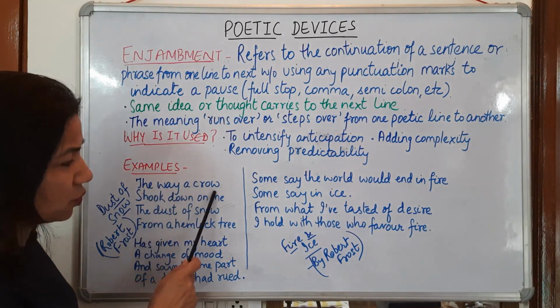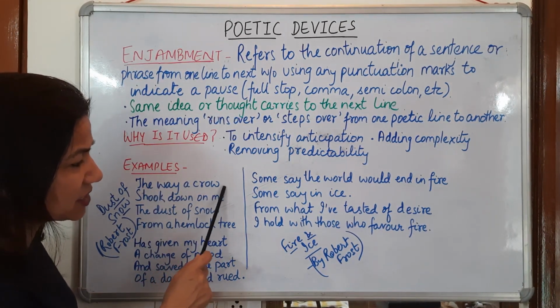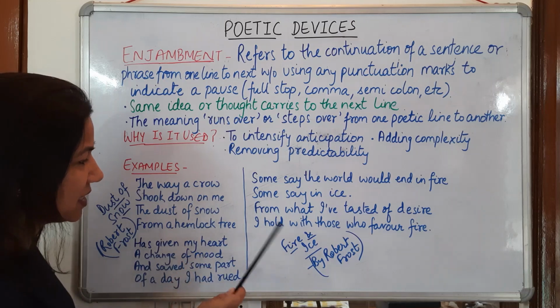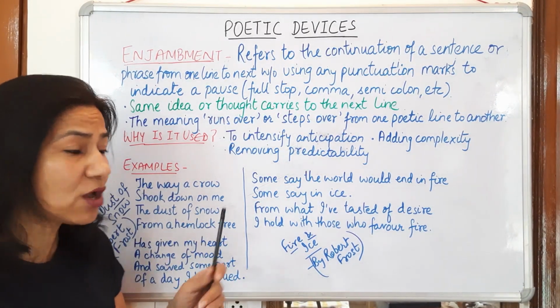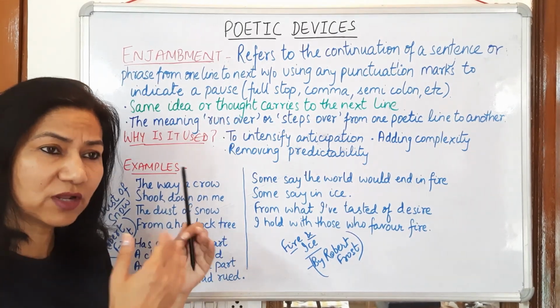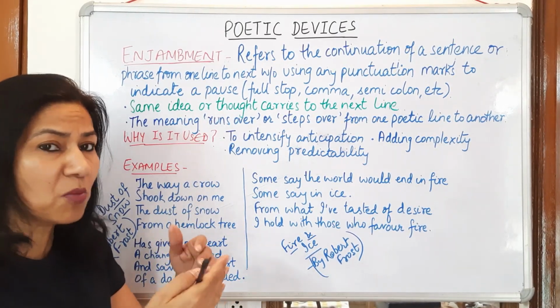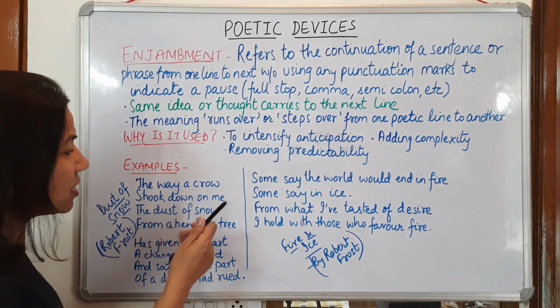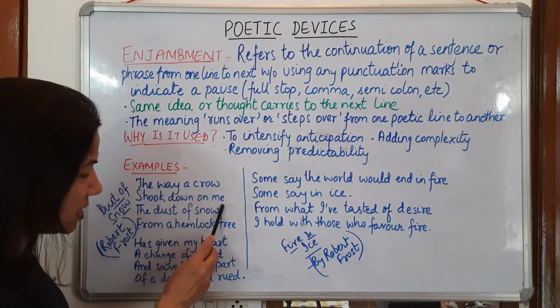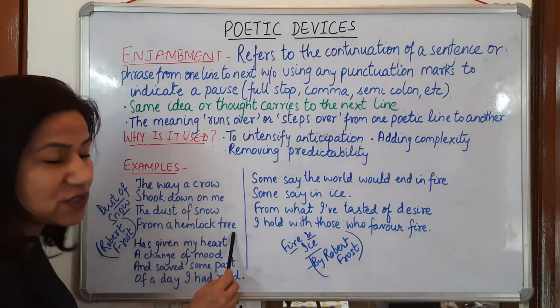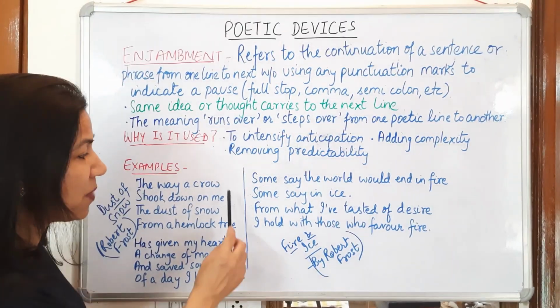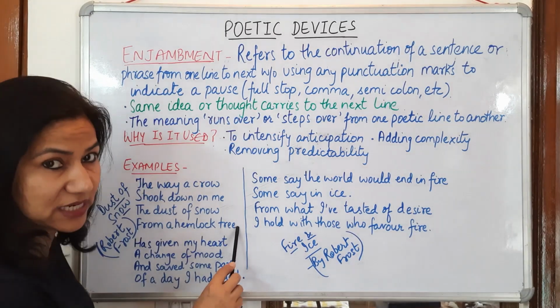The way a crow. So we can see here nothing is there, no semicolon, no comma, nothing is there. The way a crow. So while reading also we will not give a pause over here. We will continue to read it in the form of prose. The way a crow shook down on me the dust of snow from a hemlock tree. One stanza has finished. Still no punctuation mark has come till here.